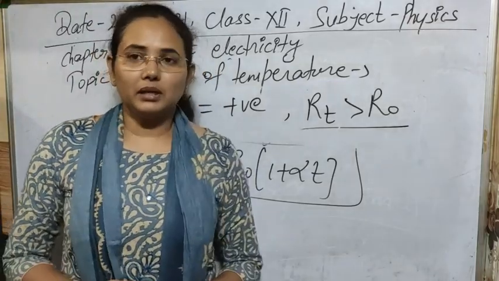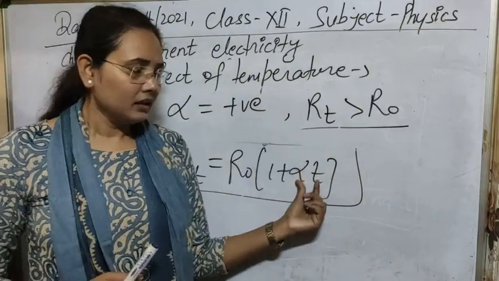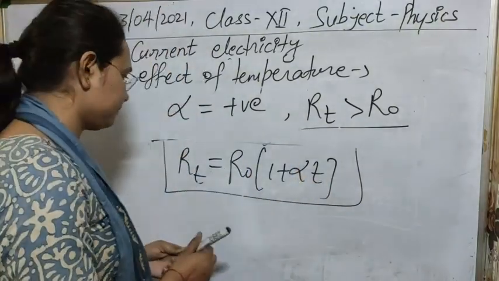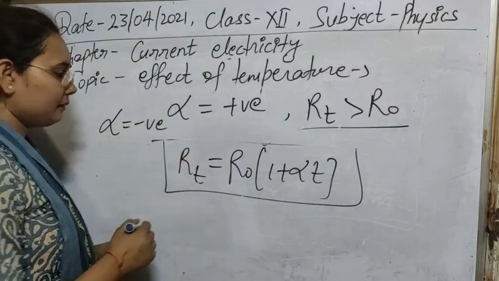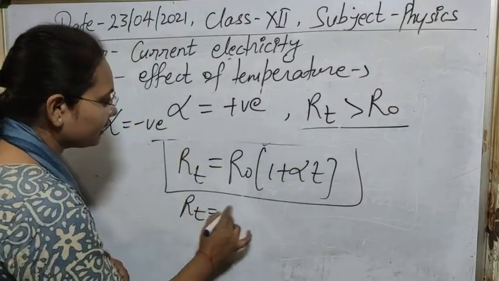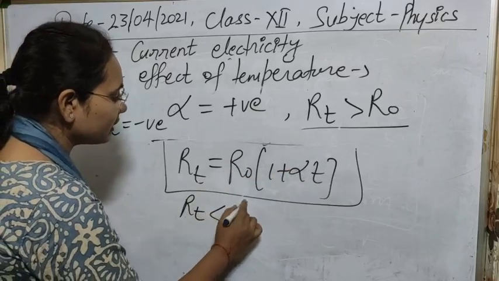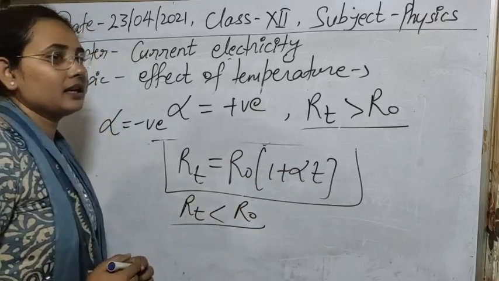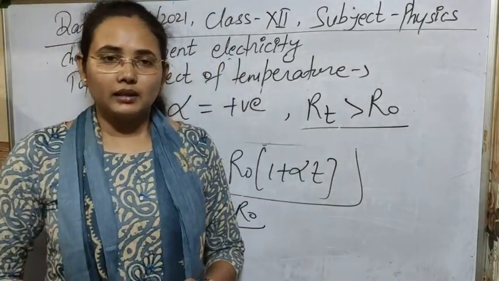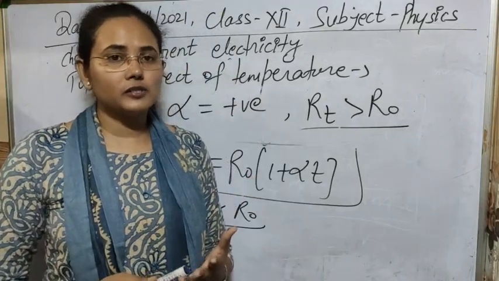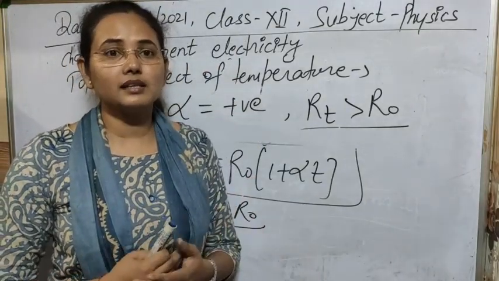For semiconductor material, alpha is negative. It means that if you write a negative value here, the resistance is decreasing, so it will be less than R0. In the case of a semiconductor, when we start to increase temperature, there is a decrease in resistance, which means the conductance of the system is increasing.